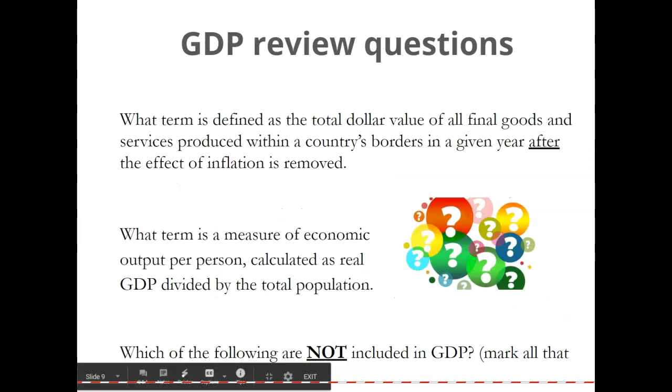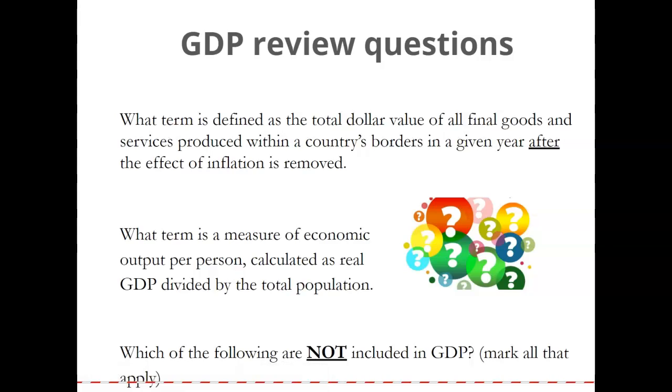Okay, so this question: what term is defined as the dollar value of all final goods and services produced within a country's borders in a given year after the effect of inflation is removed? See if you can answer that. Which term is a measure of economic output per person, calculated as real GDP divided by the total population? See if you can answer those questions.